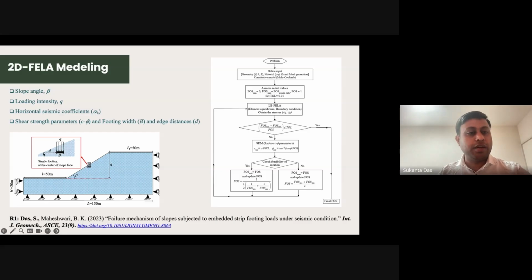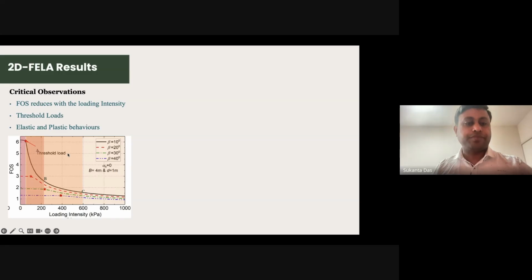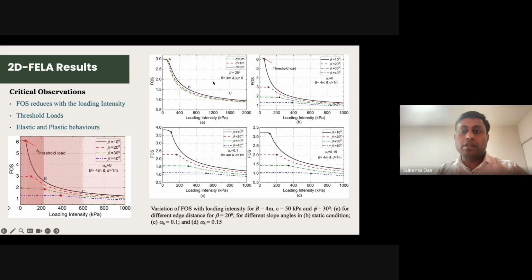When D is 0, the building is located exactly near the face of the slope. When D is increasing, it is going away from the face of the slope. So we considered the case very near the slope where we don't have any space, then we tried 1 meter and then 3 meter. Initially the change in stability is not that much. This is for a slope angle of 20 degree.